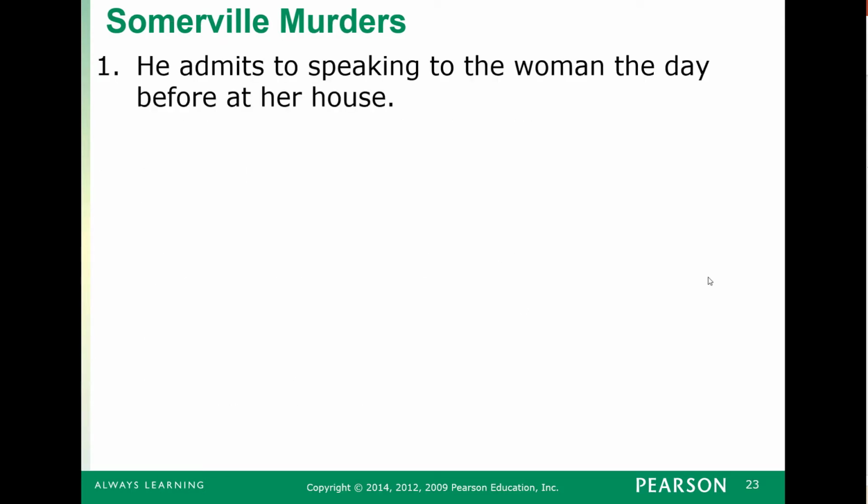The first piece of evidence is that he admits to speaking to the woman the day before at her house. If that's the only evidence that the police had on Tim, that's probably not enough to convict him of murder, because assuming that he's innocent, this wouldn't be that unusual to happen. There's probably plenty of people that spoke to the murder victim the day before she was murdered. This alone isn't strong enough evidence because it's not that unusual for someone to speak to her before she's murdered if they're innocent.